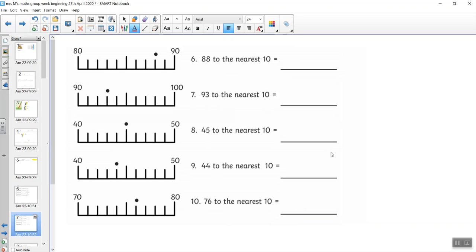Try these on your own. Pause the video and have a go. Okay, so our first one is rounded to 90. Our next one is rounded to 90. Our next one is in the middle. 5, 6, 7, 8, 9. Climb the vine. So this one rounds to 50. Got 44. 44 rounds to 40. And 76 rounds to 80.